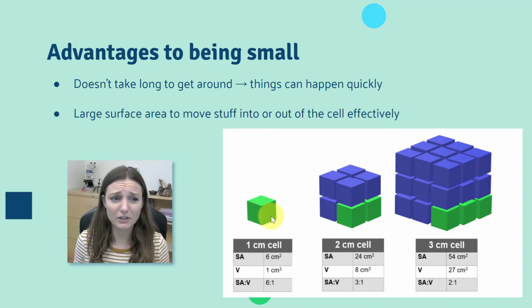The internal volume of this cube, if this is 1 centimeter on each side, is going to be 1 centimeter cubed, right? Length times width times height gives us volume. So that means that we have 6 units of surface area for every 1 unit of volume. So we have a huge amount of surface area per volume in this one tiny cube.